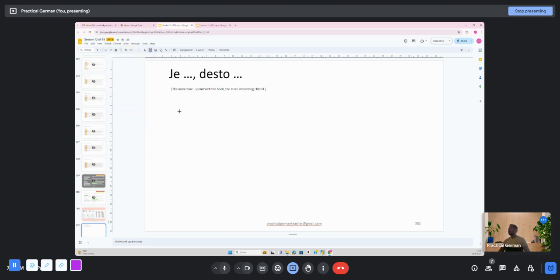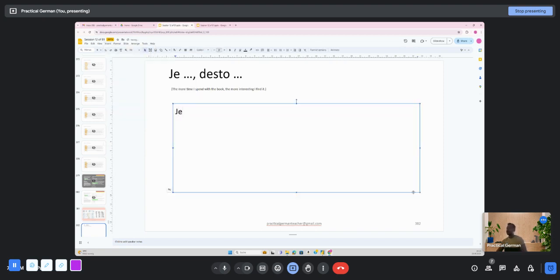Feel free to interrupt if something is not clear. So let me increase the size. Normally you have subject, verb, object. This is a normal sentence structure, right? When you use je, the object will be here, then you have subject, and then you have verb. With desto, you will have verb and subject, object.